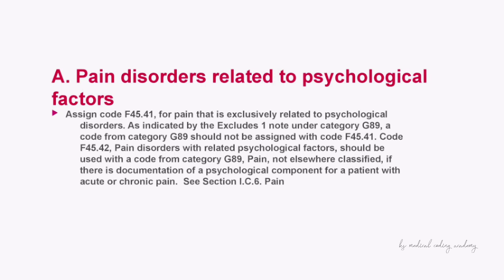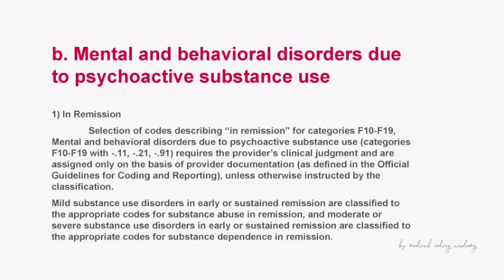As indicated by the Excludes1 note under category G89, a code from category G89 should not be assigned with code F45.41. Code F45.42, pain disorders with related psychological factors, should be used with a code from category G89, pain, not elsewhere classified, if there is documentation of a psychological component for a patient with acute or chronic pain. See section I.C.6, pain.